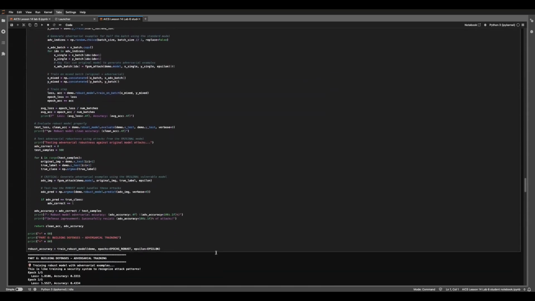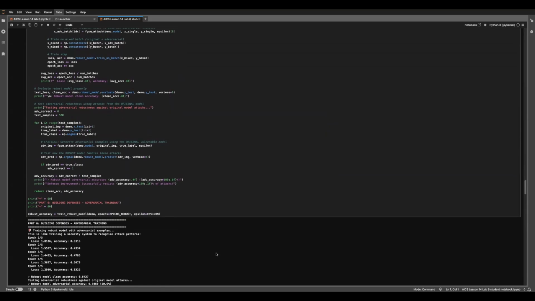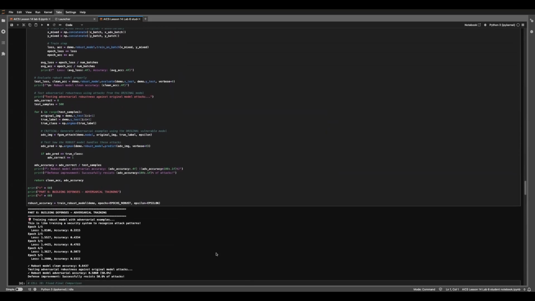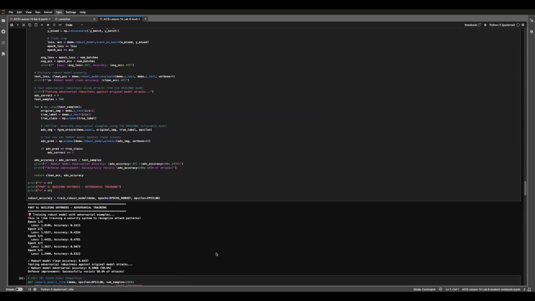Okay, so now we're going to do adversarial training. I will warn you, this is going to take some time. I think it took 20 plus minutes probably for me to do 5 epochs of adversarial training. So basically what I'm doing is I'm training a robust model by feeding it adversarial examples, and I'm trying to get it to recognize those attack patterns that we looked at, like those perturbations, and improve my accuracy. And we'll show you why in a minute, right?